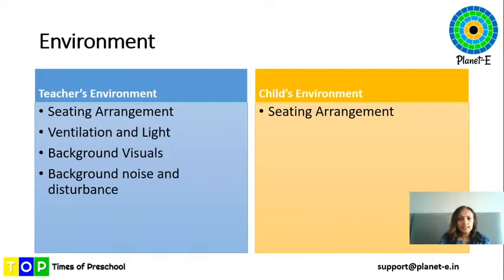A comfortable seating arrangement, ideally, will have to be done by the family. So whenever we talk about the child's environment, it's actually the family that's going to be providing or provisioning for everything that a child's environment is going to be like. Here again, ventilation and light are important, and this all needs to be communicated to the family and the parents so that they can make the best arrangements for the child in their environment.